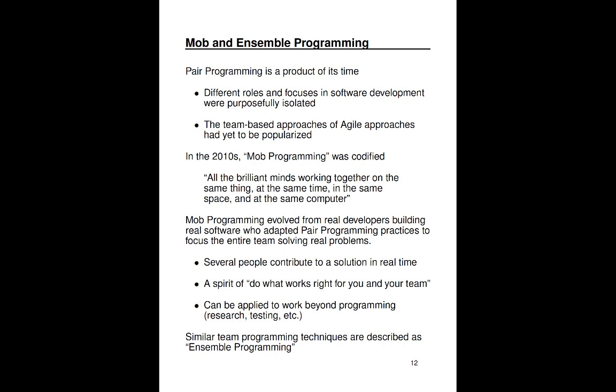Just like pair programming, mob programming can apply to really any problem that needs to be solved. So whether you're doing research on a problem, testing a big piece of functionality, or designing what the user experience should be, all of that can be mobbed. Concurrently with mob programming, there are people who are also defining something called ensemble programming, which shares a lot of the same ethic, the same goals, the same mindset, and the same techniques, but they called it ensemble programming.